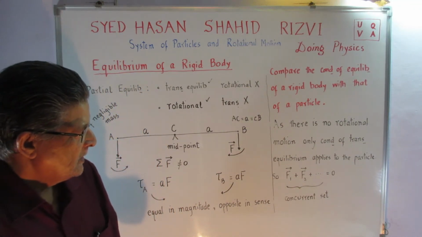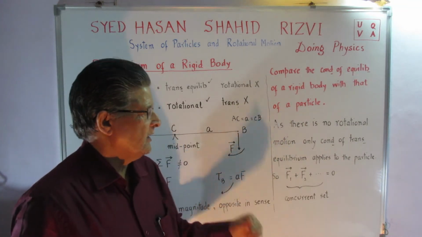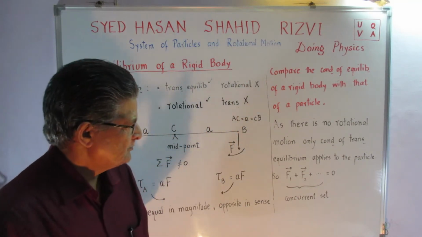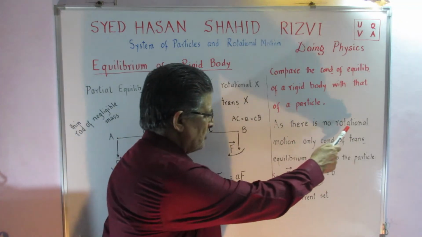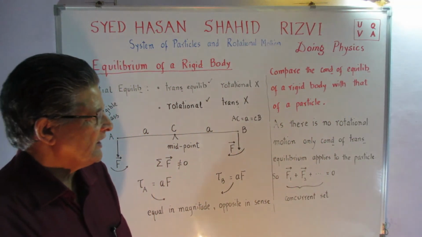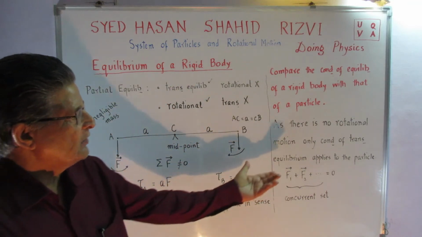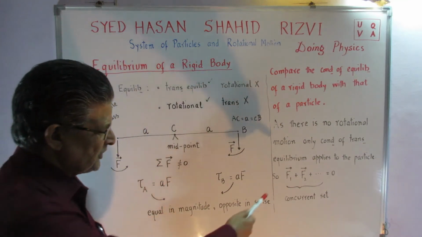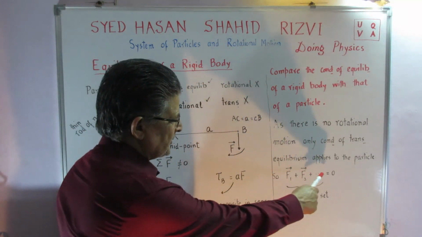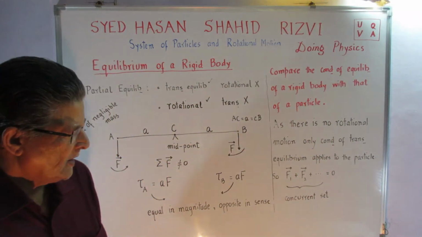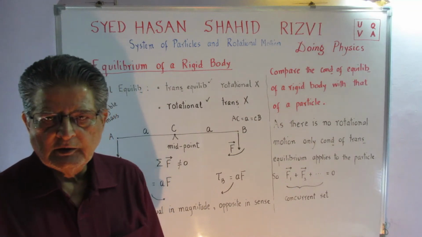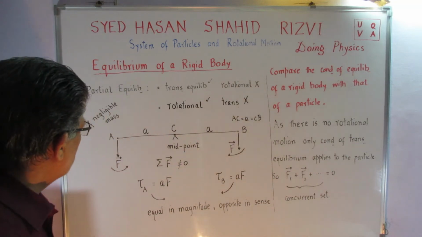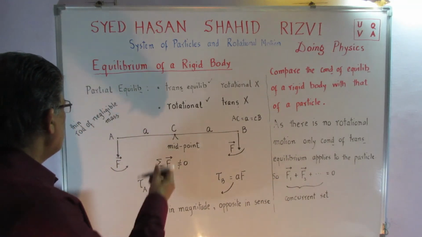Of course, there shall not be any rotational motion associated with a single particle. And because there is no rotational motion, only the condition of translational equilibrium applies to the particle. And the set of forces F1 plus F2 etc. which is equal to 0, we must bear in mind that that is a concurrent set simultaneously taking place over there.